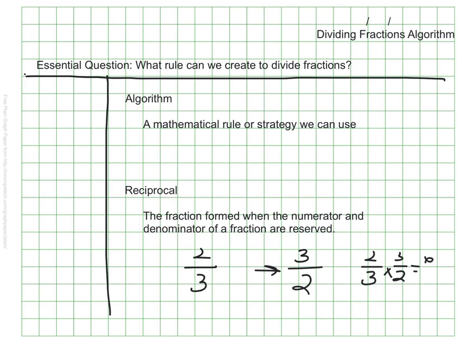3 times 2 is 6. 3 times 2 is 6. You will always get a product of 1. So that's something we need to keep in mind as we work on creating this algorithm, right? The key word is going to be reciprocal.